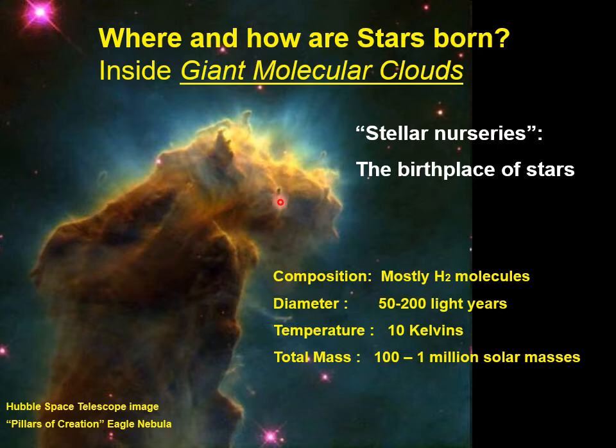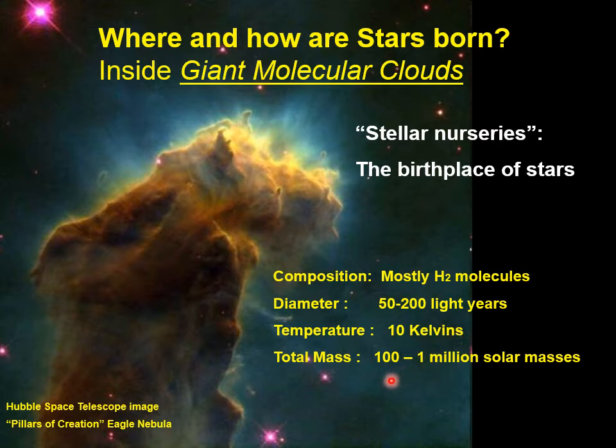So these giant molecular clouds are mostly made of hydrogen. In fact, instead of atomic hydrogen, it's actually molecular hydrogen, H2. And you can see the size of these clouds can be enormous. They can range anywhere from 50 to 200 light years in diameter. And remember, a light year is almost 6 trillion miles. Also, these clouds are extremely cold. They're only about 10 kelvins above absolute zero.